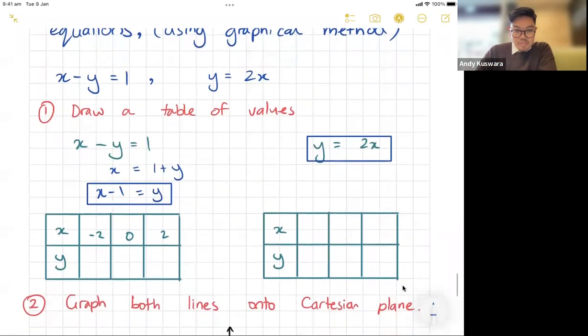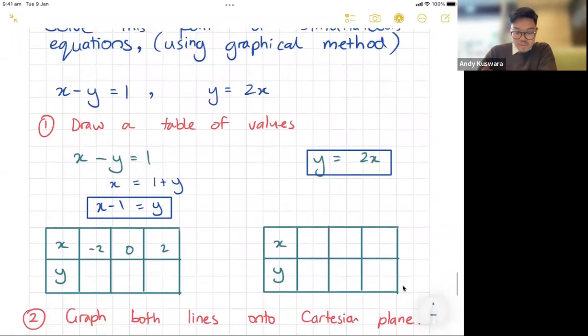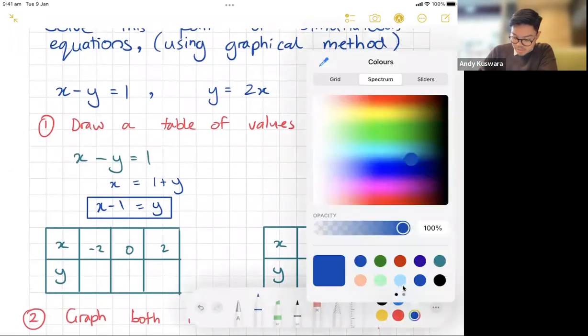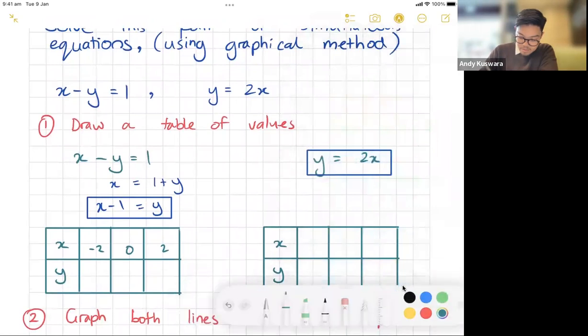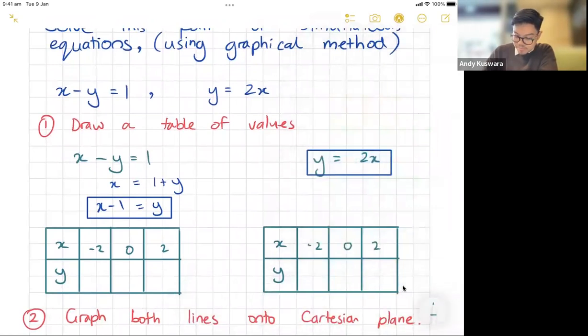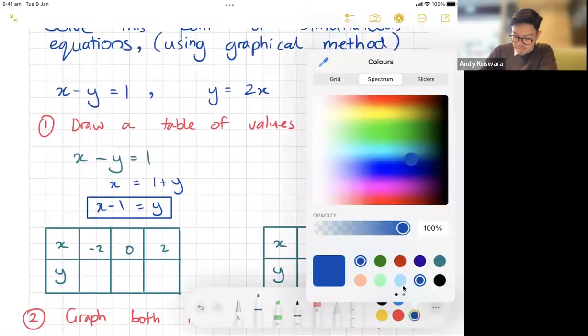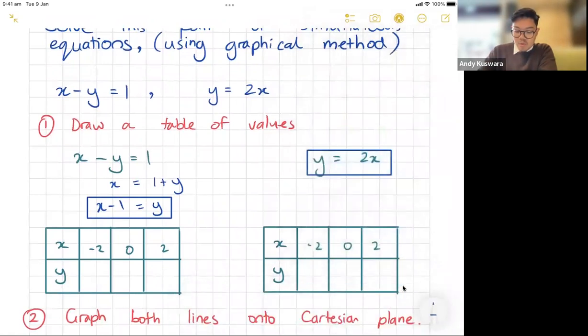So now that we've got both in a form that we like, we're going to fill out the table of values. I should have done the same for this side here. Maybe minus 2, 0, 2. And maybe let's do this one first because it's easier. y is 2 lots of x. If you remember how to substitute, it just means it's going to be 2 lots of whatever the x value is. So double negative 2 is negative 4, double of 0 is 0, and double of 2 is positive 4.